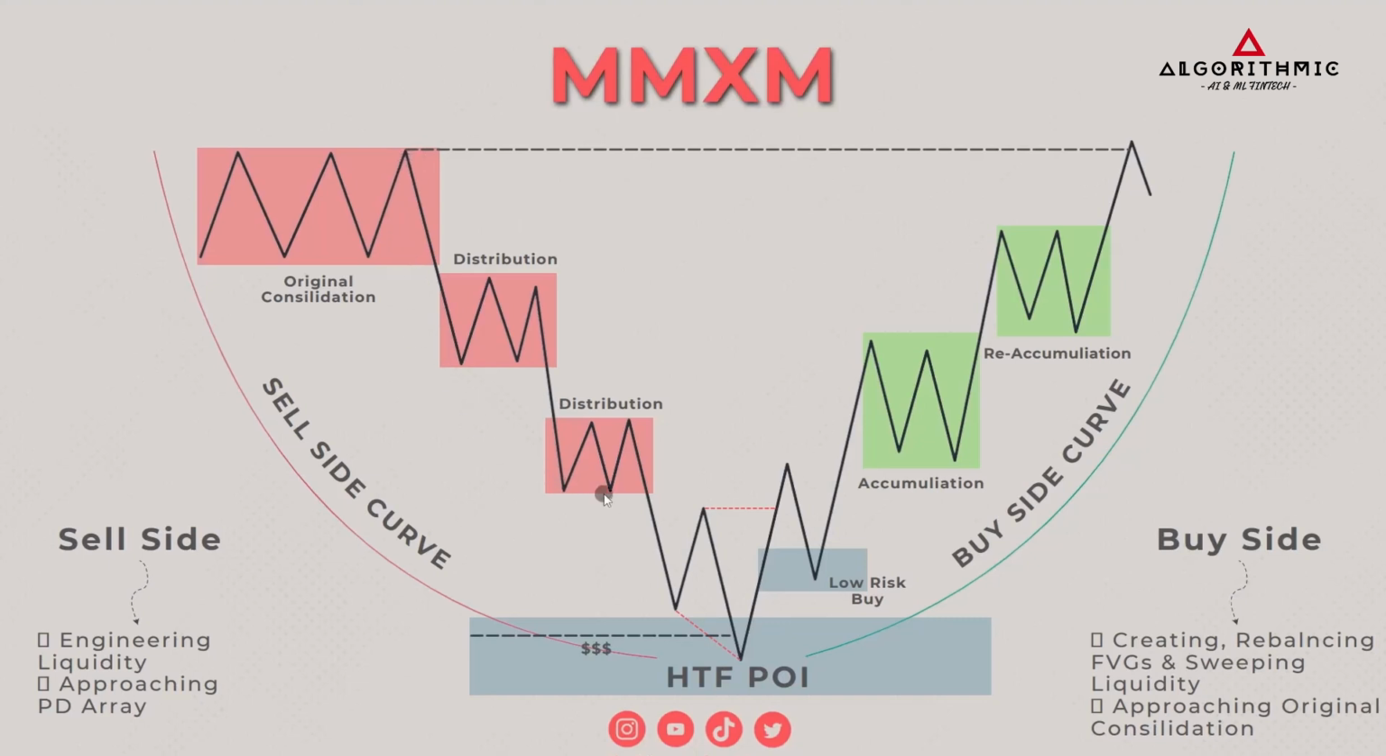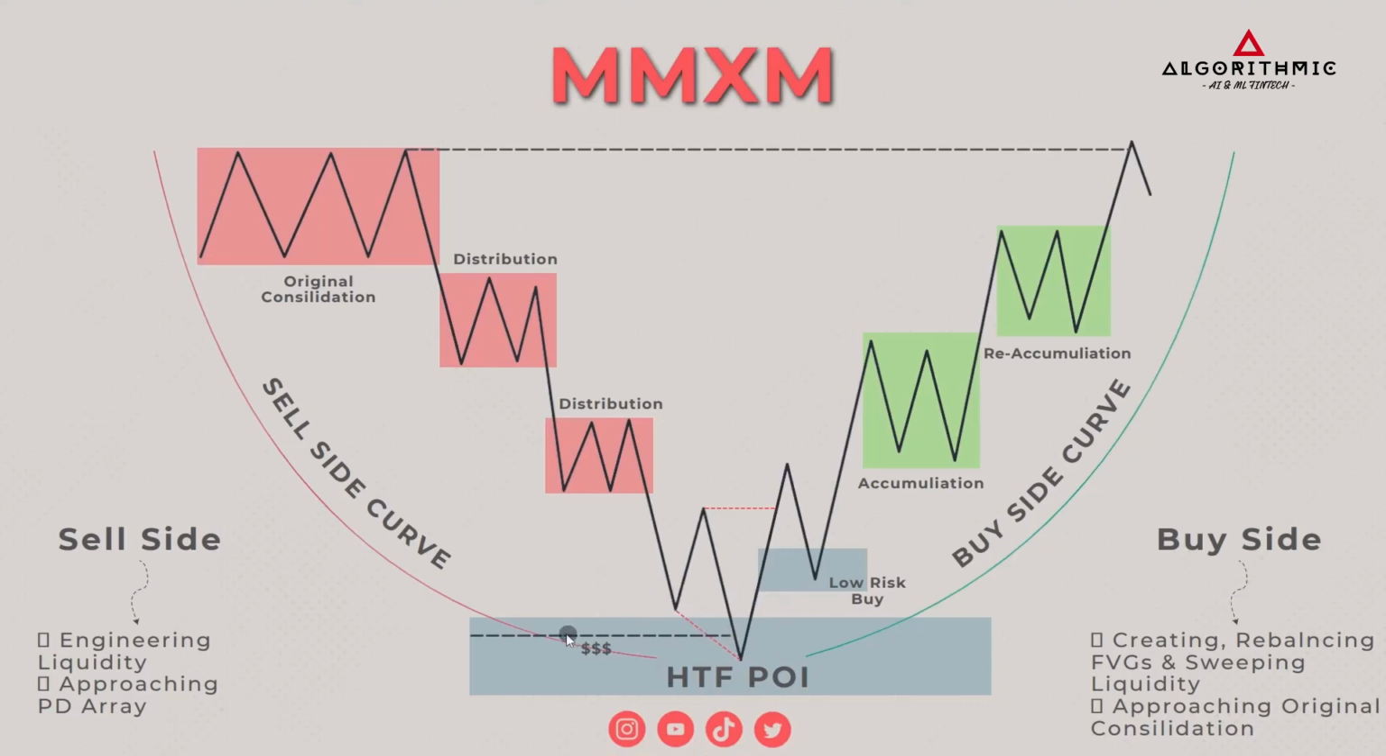So one significance of the sell side curve in this case is to engineer liquidity. The other is simply approaching a point of interest or PD array on a higher time frame. After that, we look for the smart money reversal. We're going to go deeply into the original consolidation, the different types of consolidation, and how to identify confluences in order to look for the best reversal spot, so you can spot it accurately.